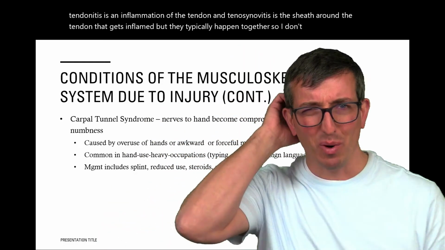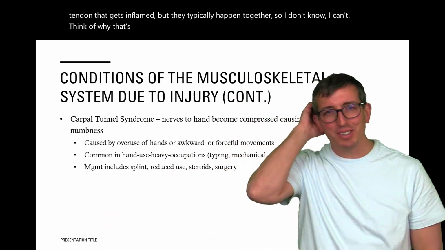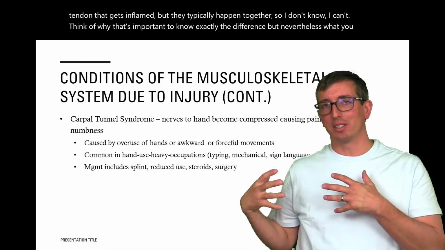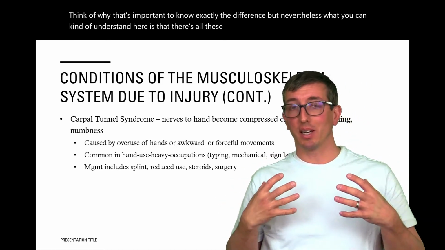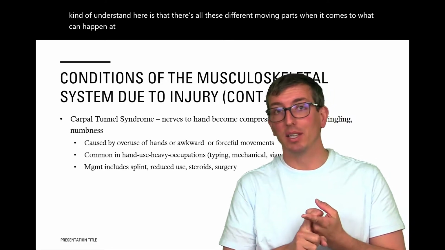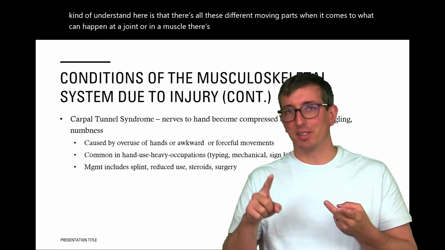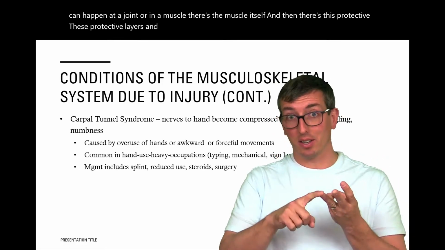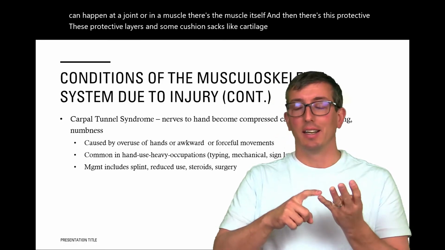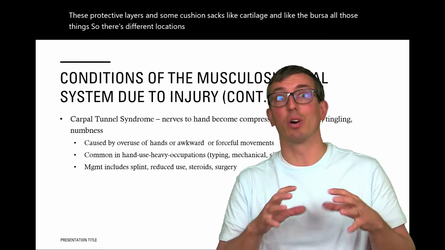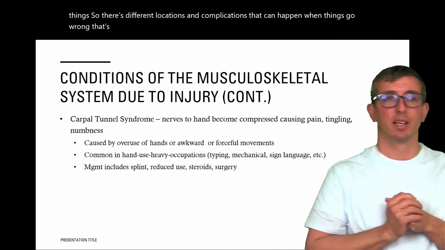I can't think of why it's important to know exactly the difference, but nevertheless, what you can understand here is that there are all these different moving parts when it comes to what can happen at a joint or in a muscle. There's the muscle itself, and then there are protective layers and some cushion sacs like cartilage and the bursa. So there are different locations and complications that can happen when things go wrong. That's the idea here.